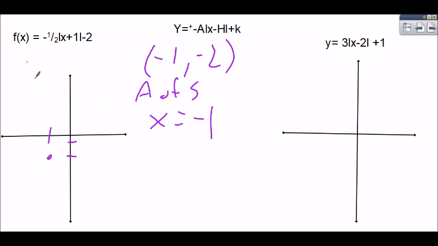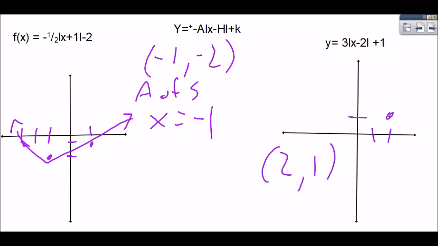My rate of change says to go up 1, over 2. So this means to go up 1, to the right 2. So my vertex is at 2, 1. My axis of symmetry is when x is equal to 2. Then I have a rate of change of up 3, over 1.